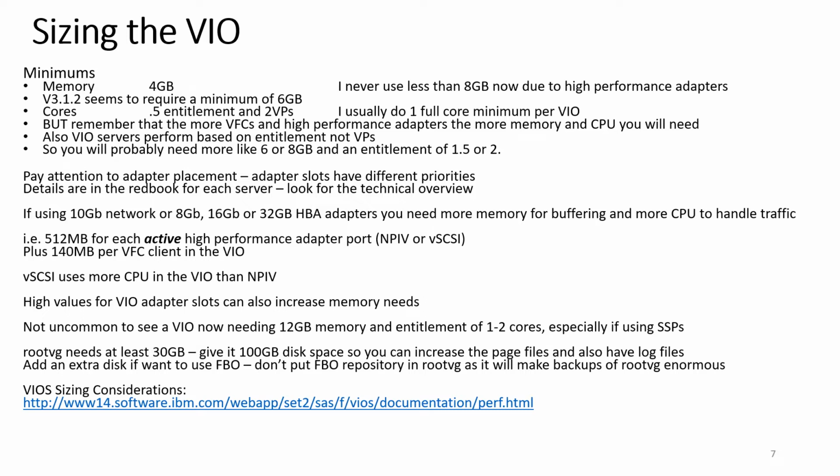So in terms of planning, I would recommend planning for a minimum of 8 gig and an entitlement of 1.5 to 2 cores per LPAR, and that way you know that you'll have enough. You don't give the VIO server that much up front, but you should plan for it. Adapter placement can be very important because adapter slots have different priorities, so that's something else that you want to have a look at. And then again, down the bottom, I mentioned that root VG needs at least 30 gig. I typically give it 100 gig of disk space per VIO so that I can increase the size of the page files and also so I can add log files. I keep a very clean root VG, but I do keep my log files in their own file system in root VG.